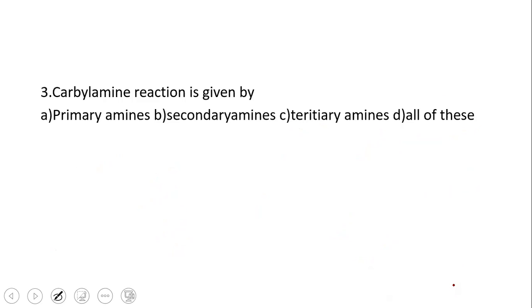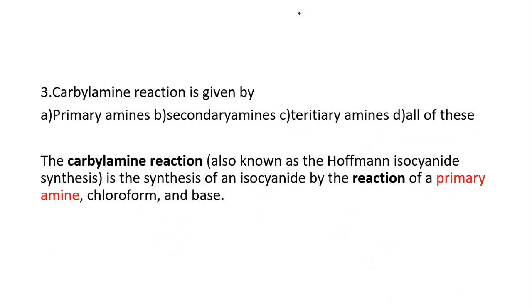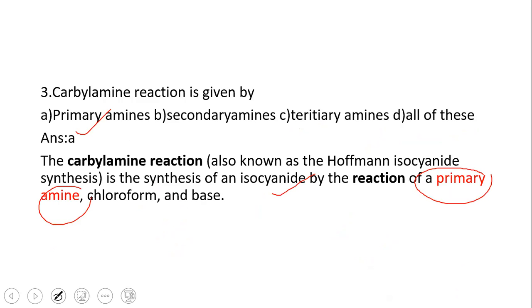Next question. Carbylamine reaction is given by A primary amines, B secondary amines, C tertiary amines, D all of these. So the correct answer is primary amines. Carbylamine reaction, also known as Hoffmann isocyanide synthesis, is the synthesis of isocyanide by the reaction of primary amines. So the correct answer is option A, primary amines.